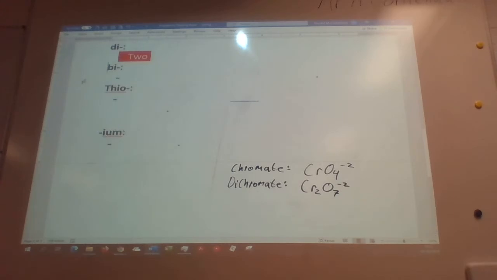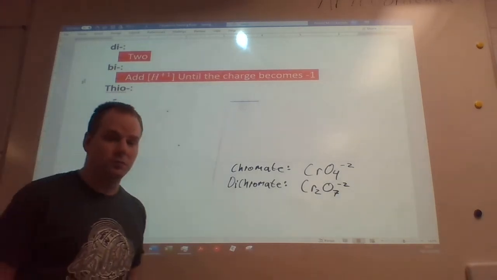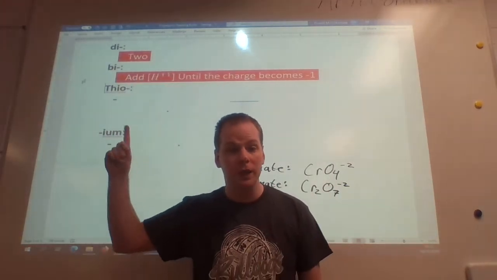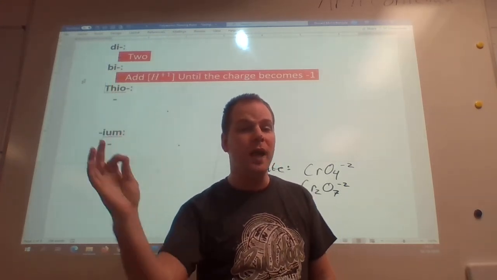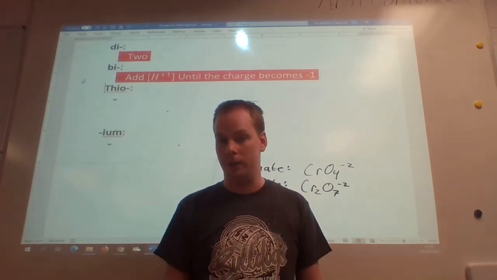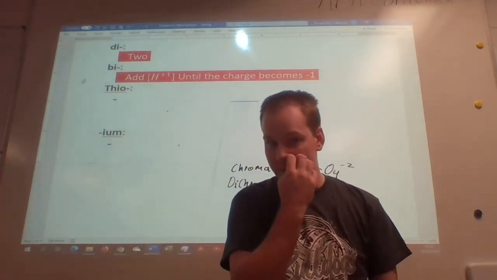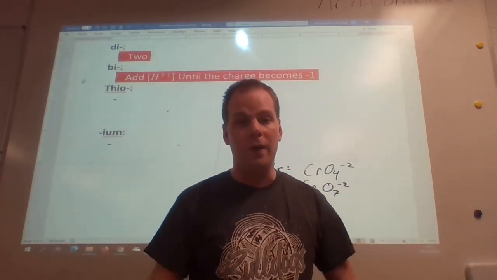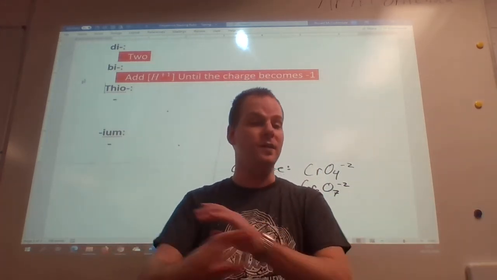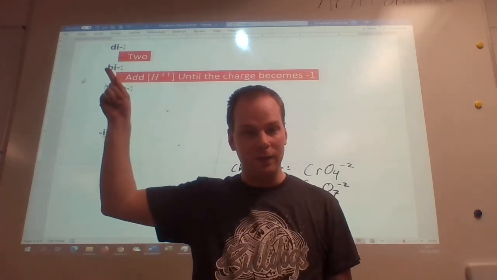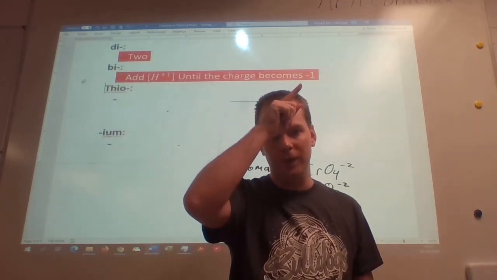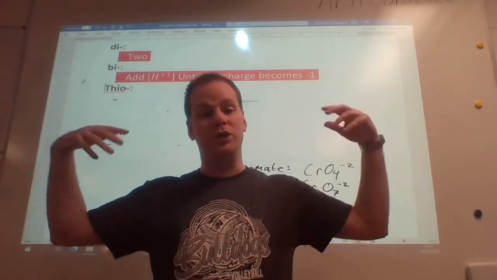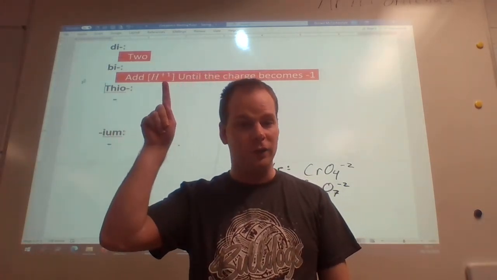Next is bi. Now, bi just means add hydrogen. This is the only prefix that you have to know that is going to possibly change the charge of an ion. All the rest of the roots have the same charge. If it has phosphorus as the root, then it's -3, no matter what, unless it's bi. If it says bi, then it changes the charge to -1. What's the charge of hydrogen? Well, hydrogen has a charge of +1.